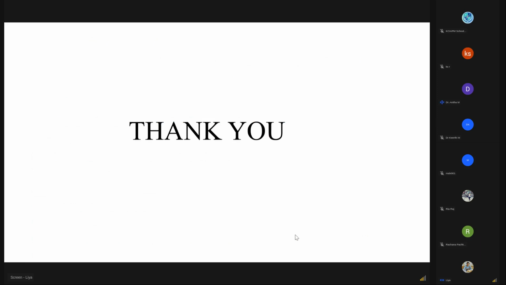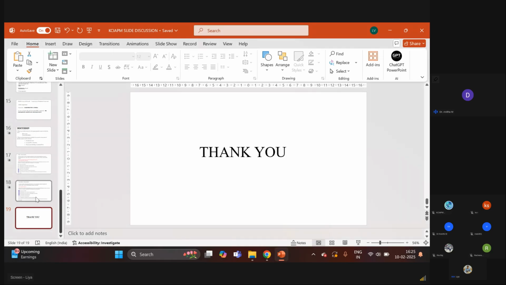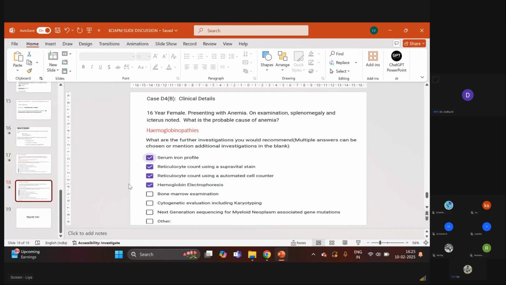Dr. Leah, any reason for asking for reticulocyte count on supravital stain in the second case? Considering the morphology, yeah. On supravital stain, if it's alpha thalassemia HbH, then the golf ball kind of beta tetramers will be deposited. Sure. Thank you. I think you have made the job simpler.